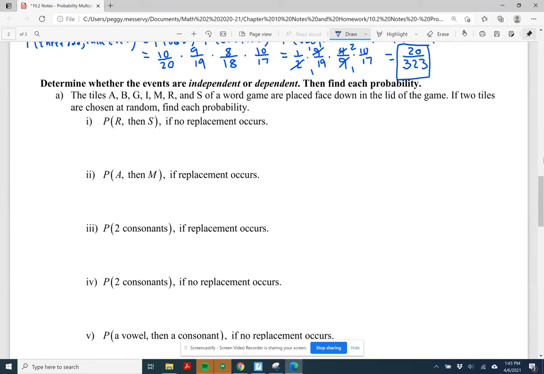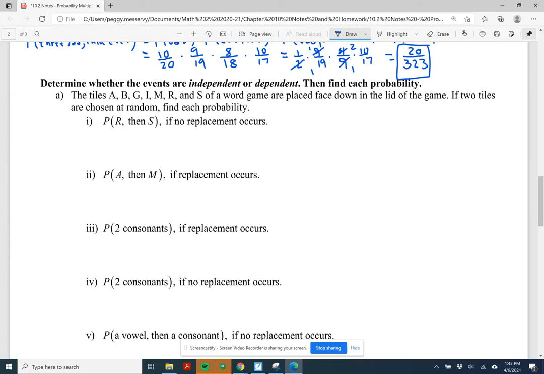All right, we're back to finish up the second part of the notes. And we're just going to jump right into the examples because we've already talked about the other ideas. Determine whether the events are independent or dependent, then find each probability.